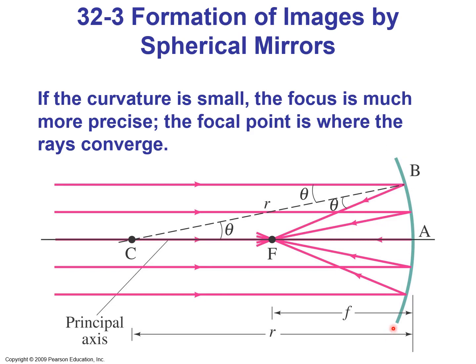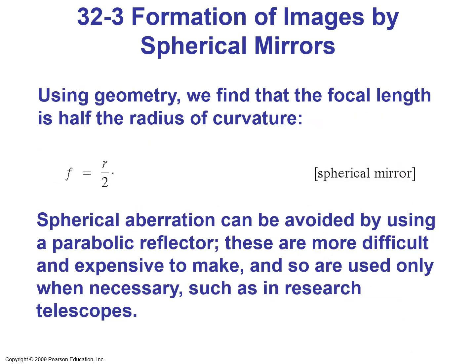So this is only a portion of a sphere. This is the center of the sphere, and we have a focal point, and the rays of light are focused on the focal point, which is not the center of the sphere. Using geometry, we find that the focal length is half the radius of curvature. f, the focal length, equals 1/2 of R, the radius of curvature for a spherical mirror. Spherical aberration can be avoided by using a parabolic reflector. These are more difficult and expensive to make, and so are used only when necessary, such as in research telescopes.